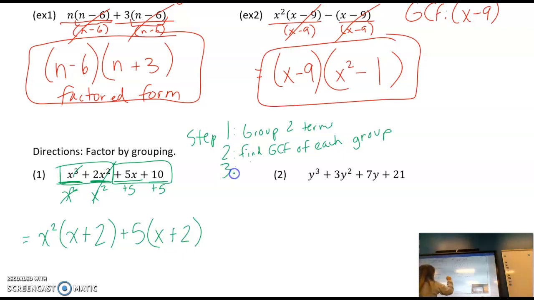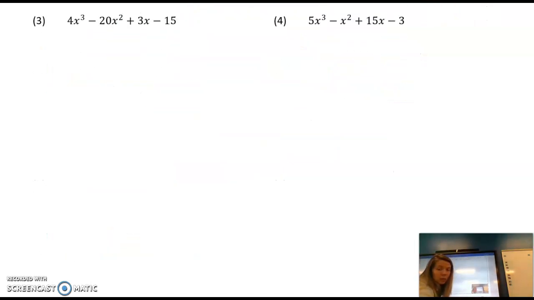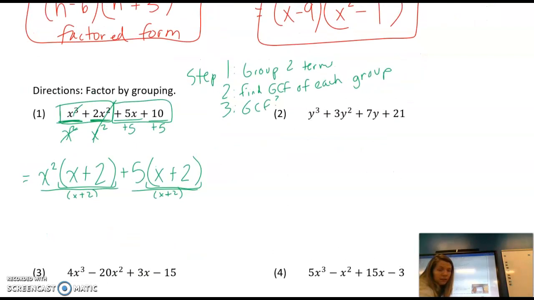Step 3, are there more GCFs? If I take a look at what I have, do I have more greatest common factors? And the answer is yes. x plus 2 is my common factor. So what this means is I need to factor out an x plus 2. I need to factor out an x plus 2 here. Okay, so let's see what that looks like. And again, that's what we did in example 1 and example 2.